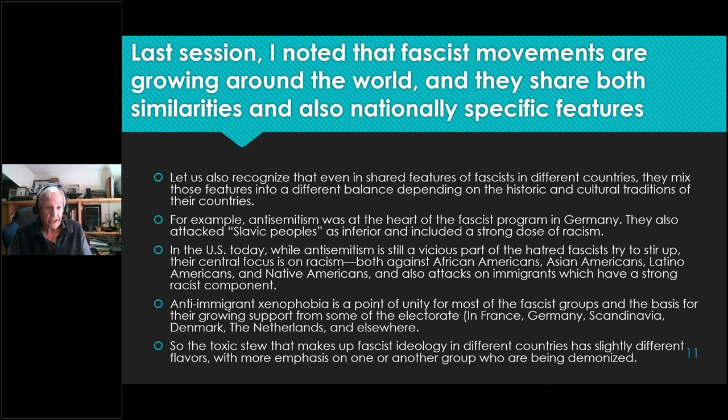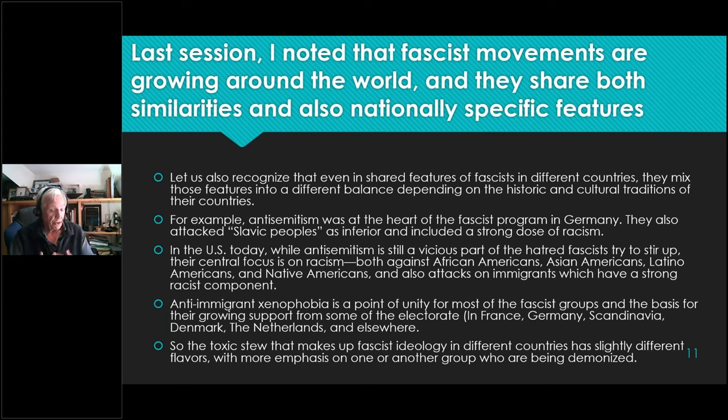And in the U.S. today, while anti-Semitism is still a vicious part of the hatred that fascists try to increase, and we've seen some horrific attacks on synagogues and on the Holocaust Museum and murders as a result of that anti-Semitism, the central focus of the right in this country is on racism, both against African Americans, Asian Americans, Latino Americans, and Native Americans, but also, let's be real, the attacks on immigrants. There's a strong racist component to the attacks on immigrants. It's about Muslims. It's about people of color. It's about people trying to escape here from fascism in their own countries. So the mix of these toxic ideologies varies from country to country, and we need to take that into account.